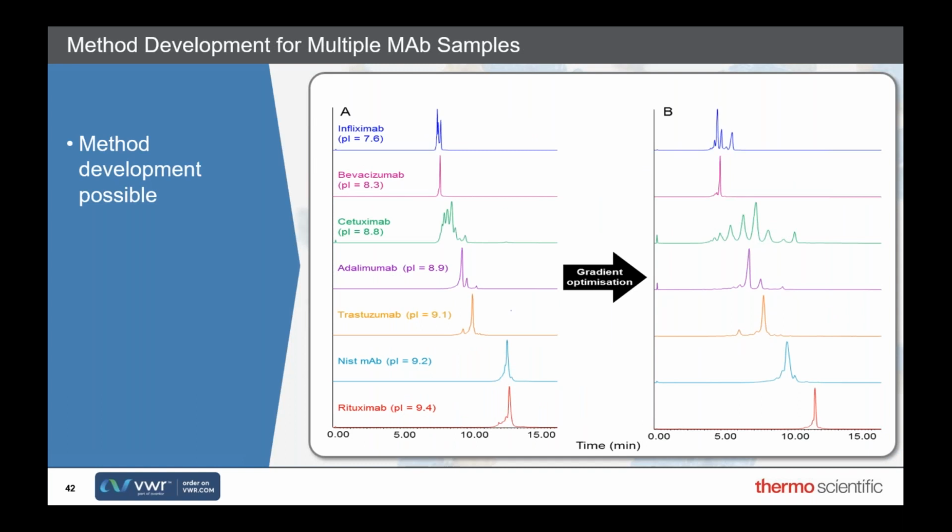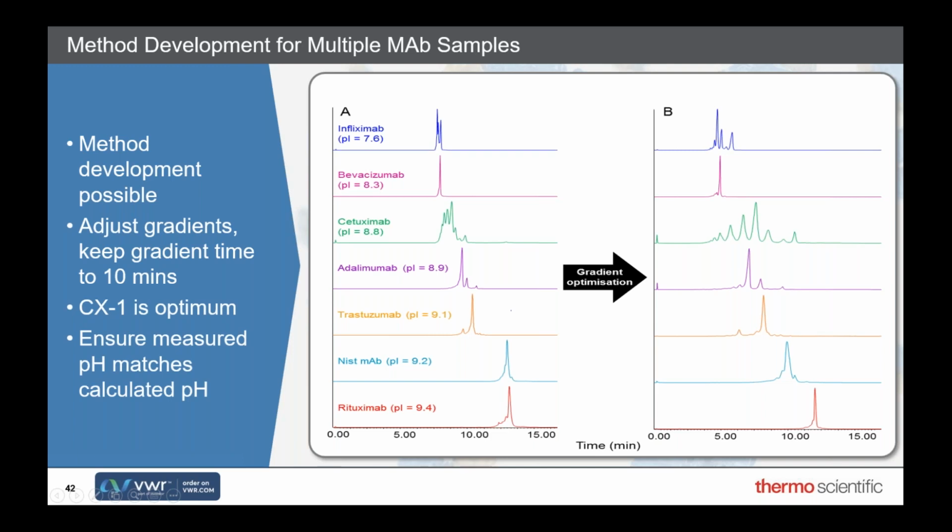That same fast method development is also possible with charge variant mass spectrometry, just as it was with the CX-1 UV method that we showed a few slides back. Here, a method was established within 3 chromatographic injections by stepwise customization of the gradients applied, while keeping the total gradient time to under 10 minutes. Again, the optimum buffer for this method is our CX-1 buffers, as this system gives much better pH control. And remember, I know I've said it a few times, always be sure the measured pH values actually match the calculated ones.